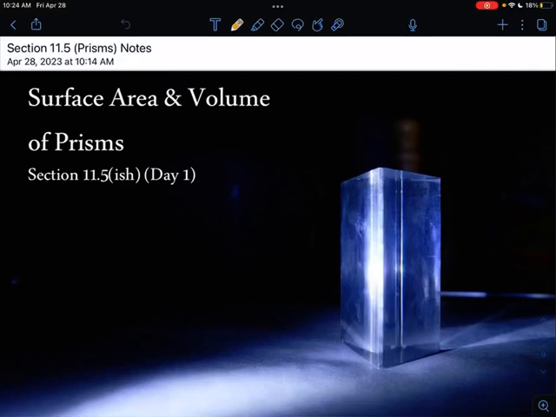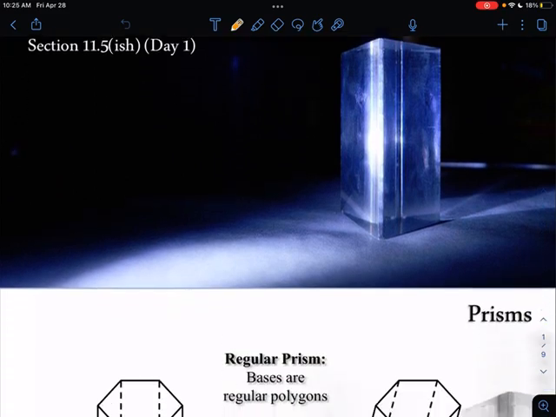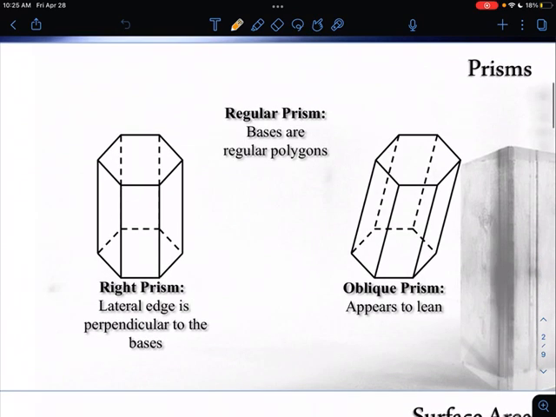Today we're going to talk about calculating surface area and volumes for prisms. The first thing we're going to do is start off by just talking about what a prism is. It's a three-dimensional solid, like we've been talking about the last couple days. Basically, it's a bunch of rectangles wrapped around some type of polygon. In this case, we have these hexagons on the top and bottom of our figure, and then we have a bunch of rectangles connecting them all the way around, okay?